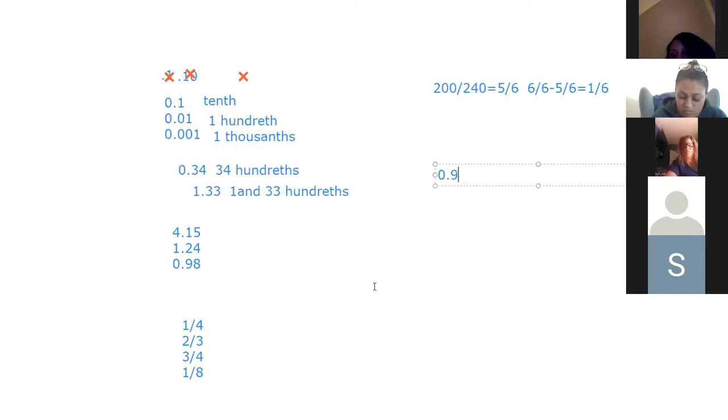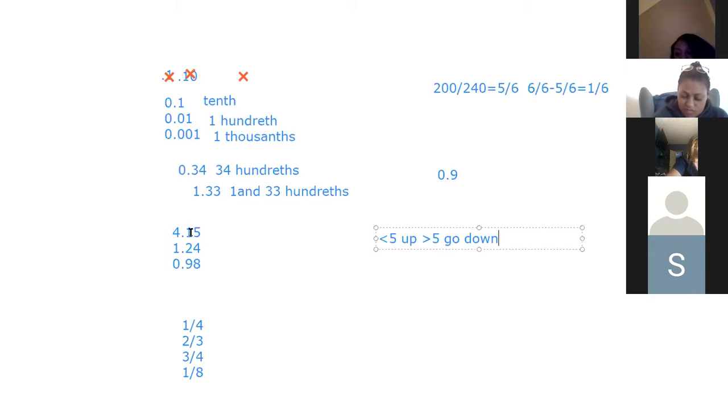The other thing that students have a lot of trouble with is rounding. When we round, anything that is equal to or greater than 5 goes up. So less than 5 goes down.